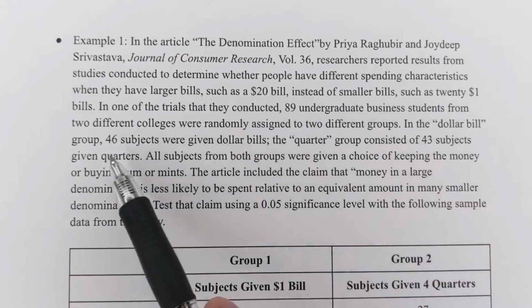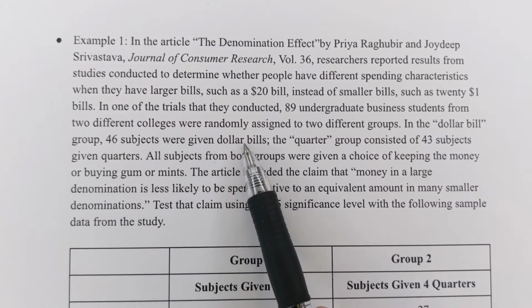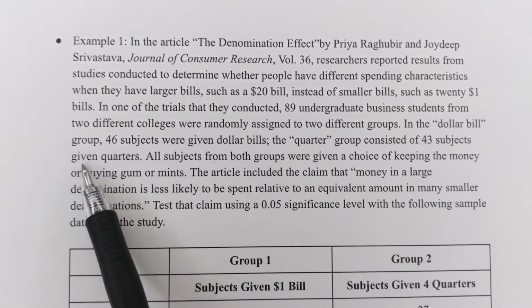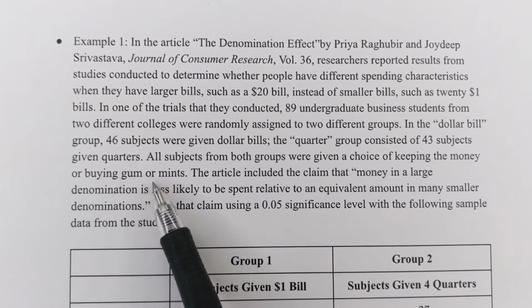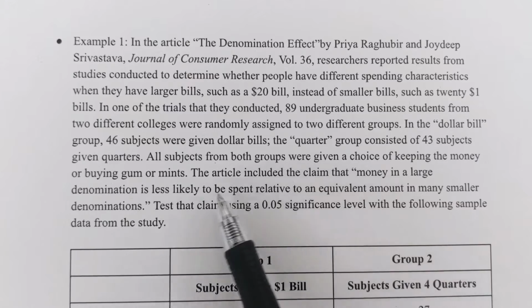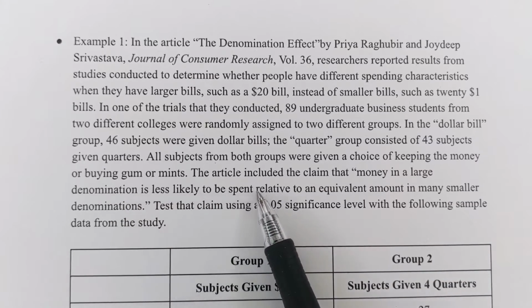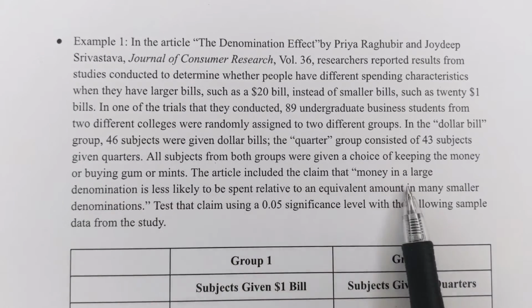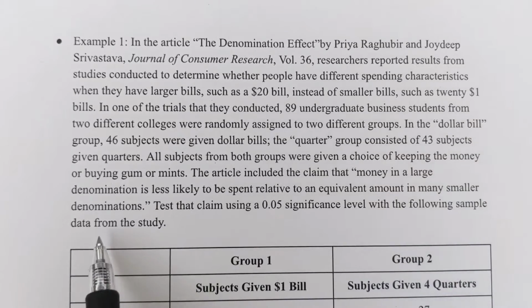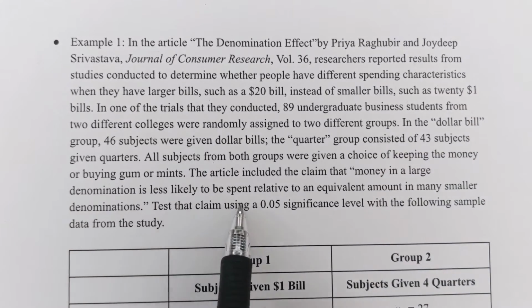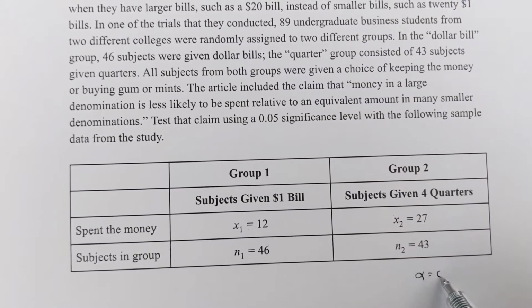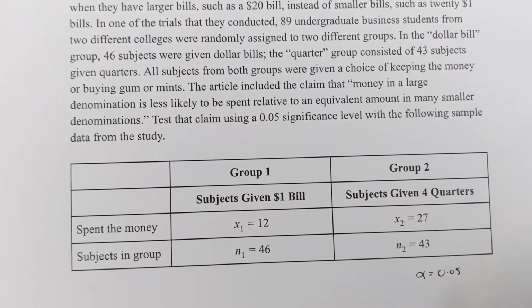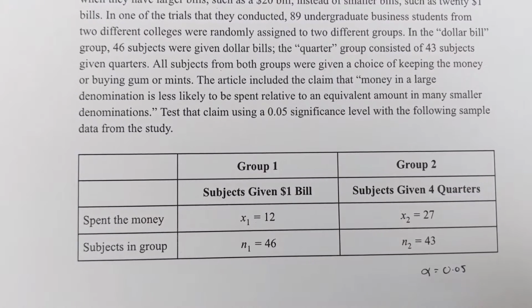The dollar bill group, 46 subjects, were given dollar bills. The quarter group, 43 subjects, were given quarters. All subjects from both groups were given a choice of keeping the money or buying gum or mints. The article included the claim that money in large denominations is less likely to be spent than the equivalent amount in many smaller denominations. To test the claim using 0.05, so there's our alpha, which means we can figure out where our rejection zone is, and so on and so forth.